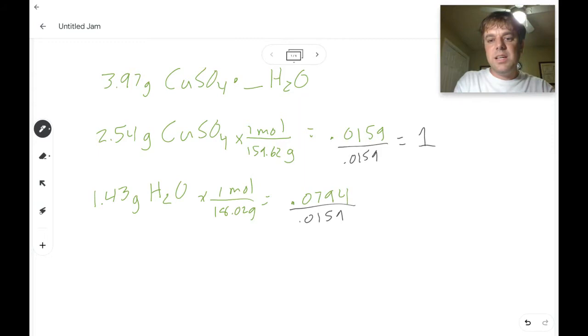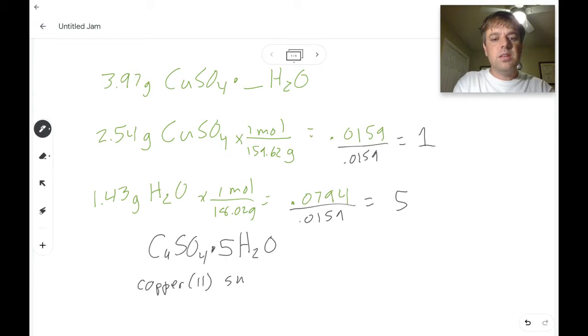So this is CuSO4 with 5 waters added, or we would call that copper 2 sulfate pentahydrate.